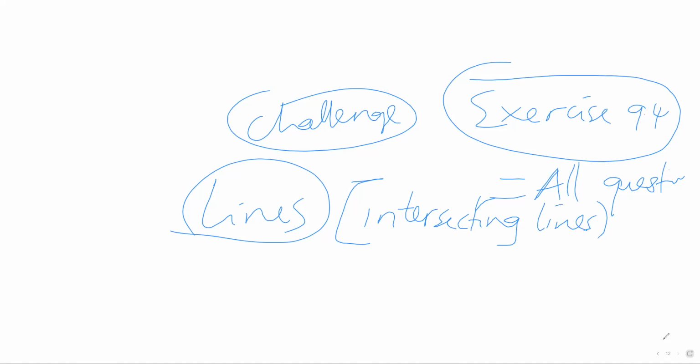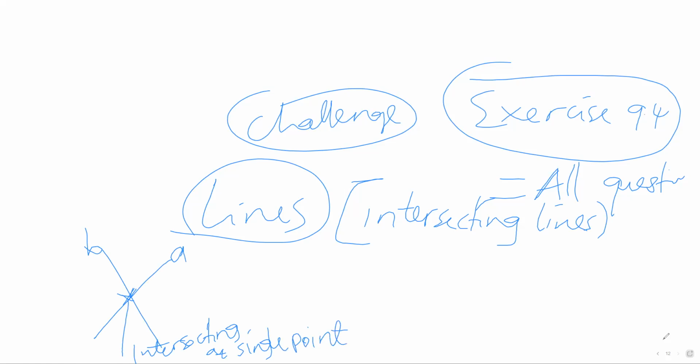I'm talking about intersecting lines. Now look, if these lines are intersecting, we have this line, if I call it A, and that line, if I call it B. These lines here are intersecting at a single point, which is this point there. So they're intersecting. What if I write like this?